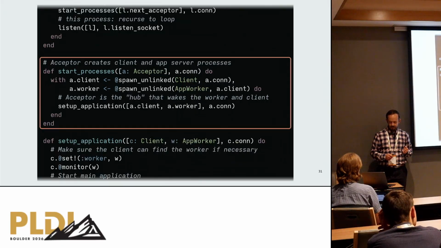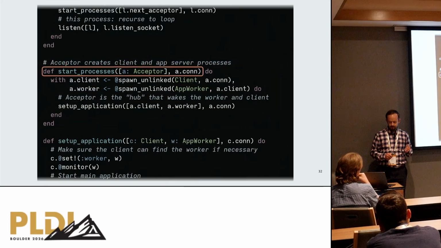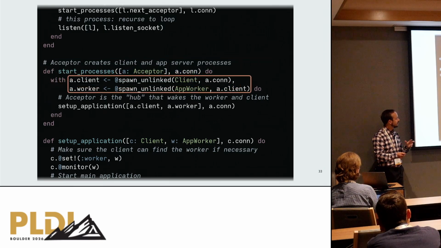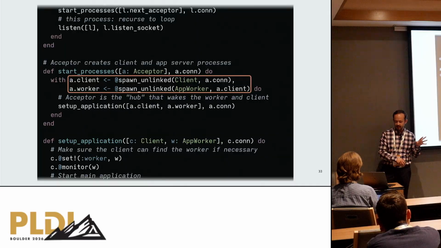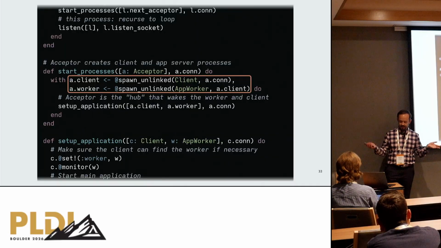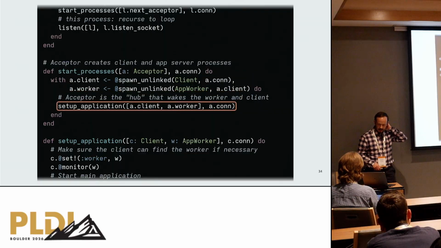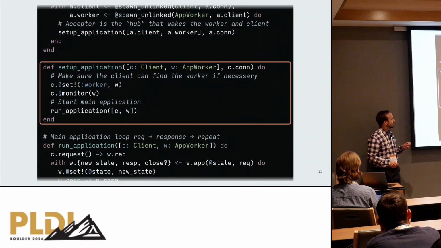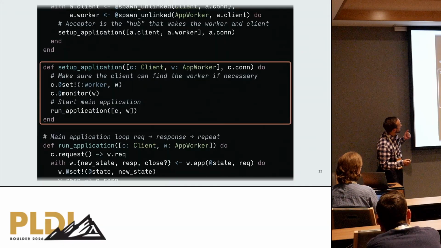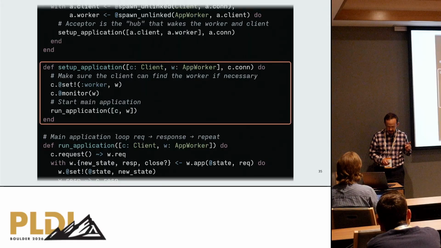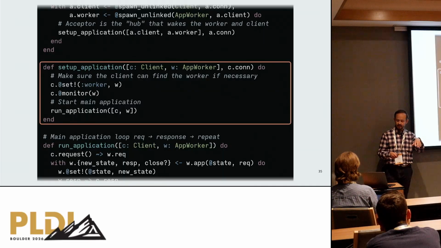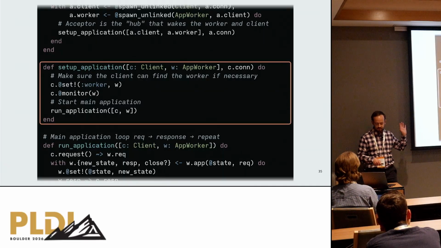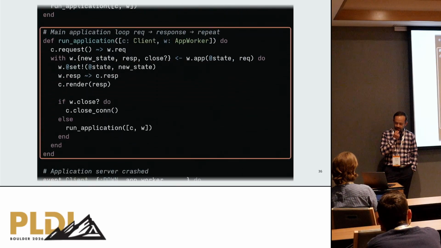This is where the acceptor creates a client and worker. I've deleted the bit where it does the TCP handshake, but the idea is it does a TCP handshake, hands that off to the client worker, and then the app can start running. And so then the app is pretty basic. Oh, this is the setup application. In this place, the client monitors the worker. So if the app shuts down, then the client process can send a 500 back to the web browser or whatever is waiting on the other end. And then here's the application loop. It's pretty simple, even though it's a little bit longer, but this model is like a stateful application.